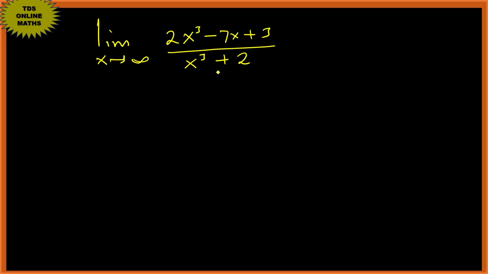Alright, let's consider this limit to infinity. So alright, let's evaluate this. Okay, now to evaluate limit of a given function as x approaches infinity, we divide each term in the function by x with the highest power. So we have x to the power 3 as the highest power here. So I'll divide each term by that.